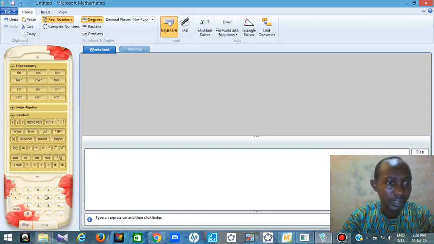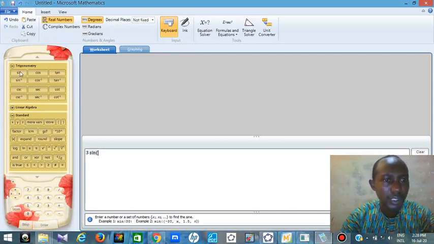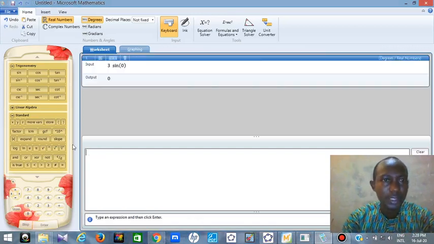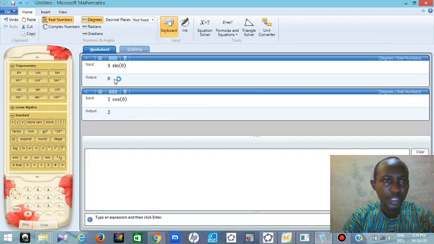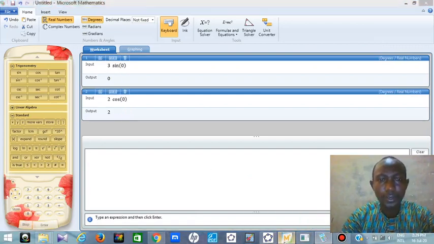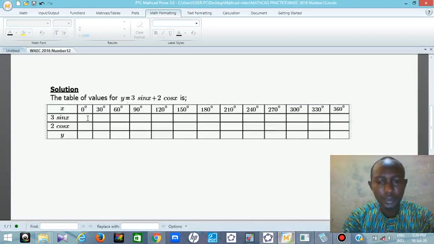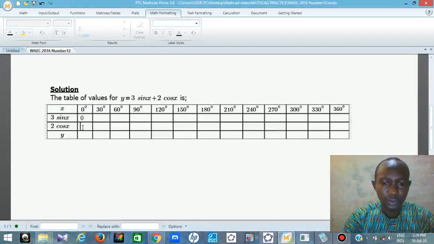So we have 3 sine 0 is equals to 0. Then let's go to 2 cos 0. We don't have time to waste. 2 cos 0 is 2. So this is 0 plus 2. We put it down there. So this is 0. This is 2. So that is all with that.